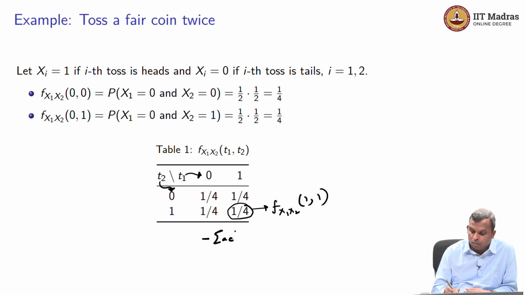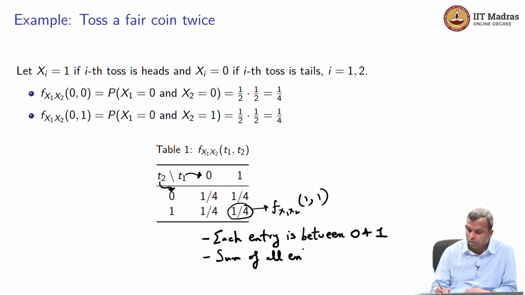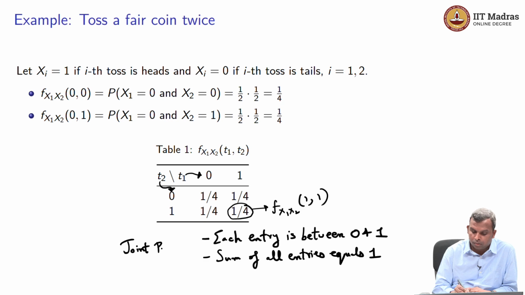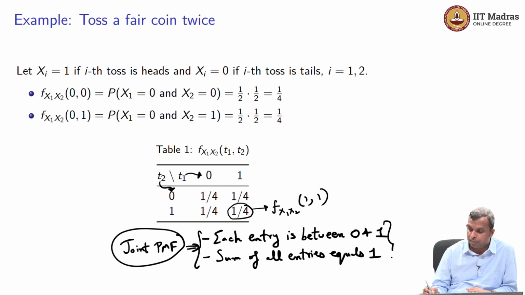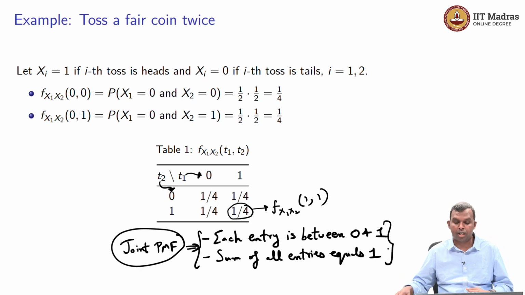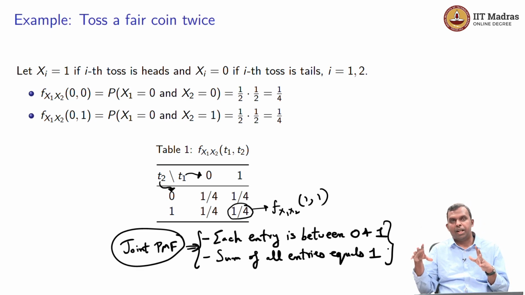Each entry is between 0 and 1. Sum of all entries equals 1, okay? So these are very important properties of a joint PMF. Any joint PMF will satisfy these two properties, okay? So note it down, this is very, very important. Each entry in the joint PMF table, once you make it, it's going to be between 0 and 1. You add up all of them, you should get 1, okay?